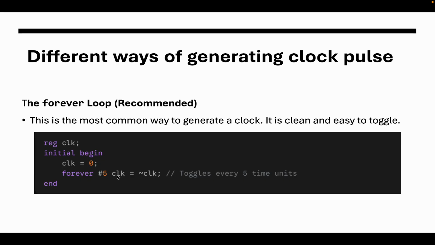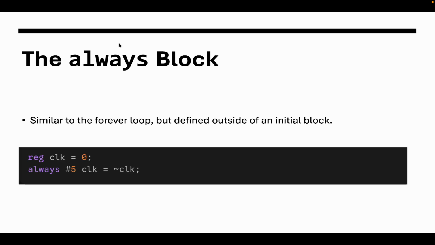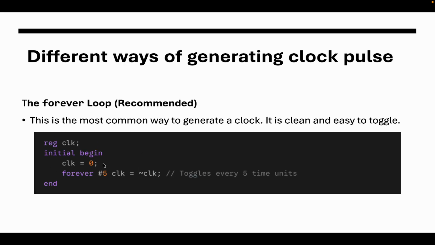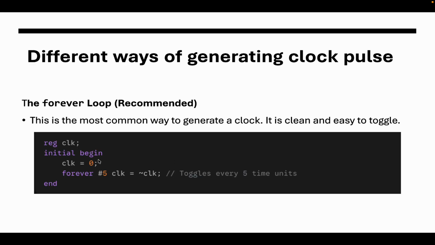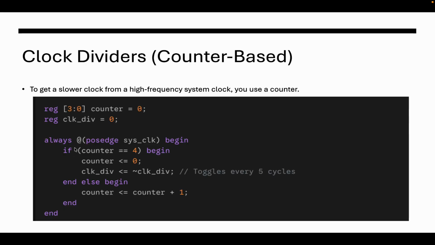It means for the first 5 nanoseconds it will be a positive cycle, and for the next 5 nanoseconds you will have a negative cycle. So the complete clock pulse will be for 10 nanoseconds. The always block: here also it is the same, but instead of writing it in the initial block, you will write it outside an initial block. Same, no difference in this, just you are removing the initial block.